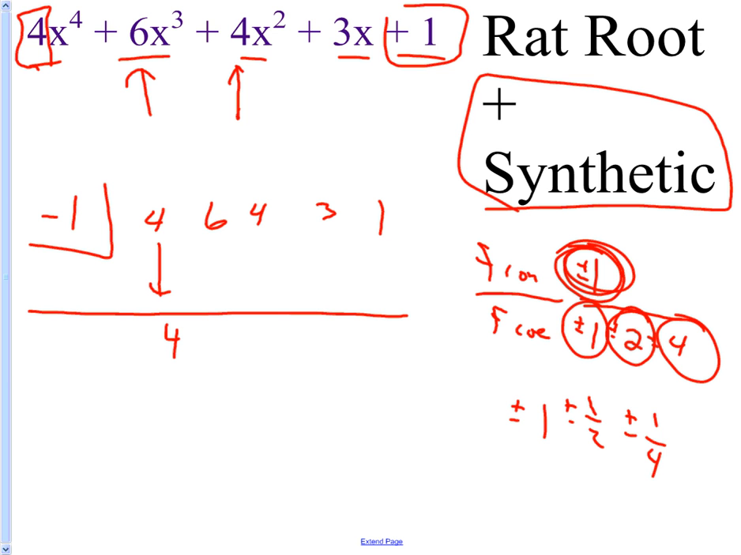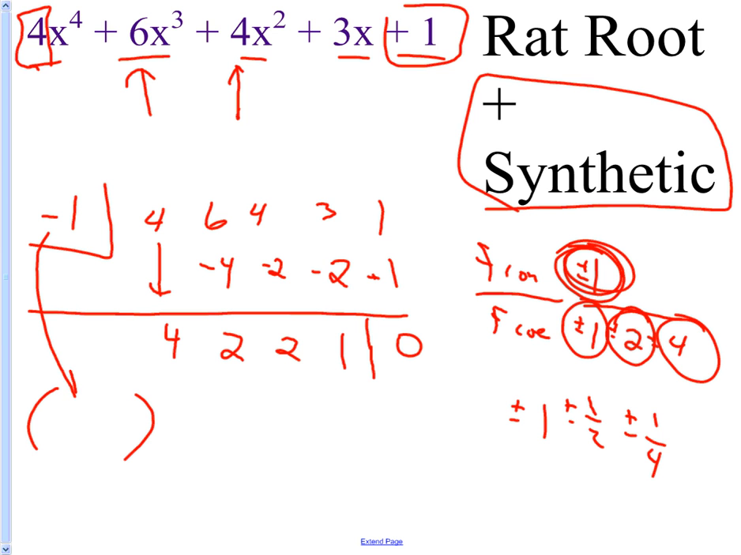Okay, 4 times -1, -4. Add 6 and -4 makes 2. 2 times -1 makes -2. 4 plus -2 makes 2. 2 times -1 makes -2. Makes 1. Makes 1. It worked. Yay. Okay, so what were we doing again? Remember, it's all about factoring. So just because, yay, it works, doesn't tell me much. I need to know, what were the factors for this puppy?